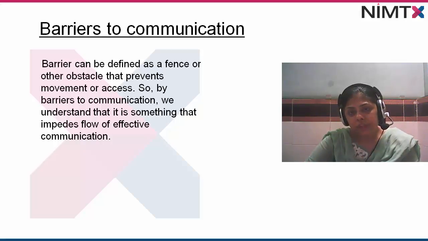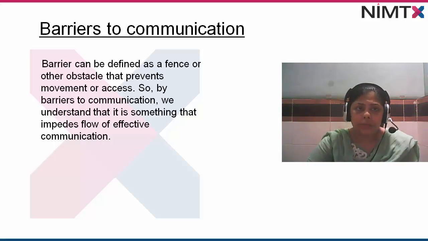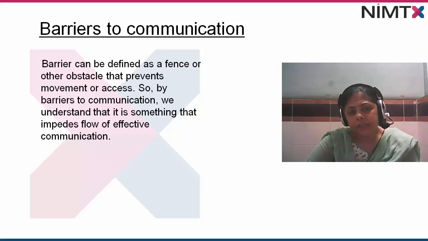This is barriers to communication. What do we understand by a barrier? I understand a barrier as something which is an obstacle which stops. Barrier can be defined as a fence or other obstacle that prevents movement or access. So by barriers to communication, we understand that it is something that impedes the flow of effective communication. It stops the flow of effective communication.